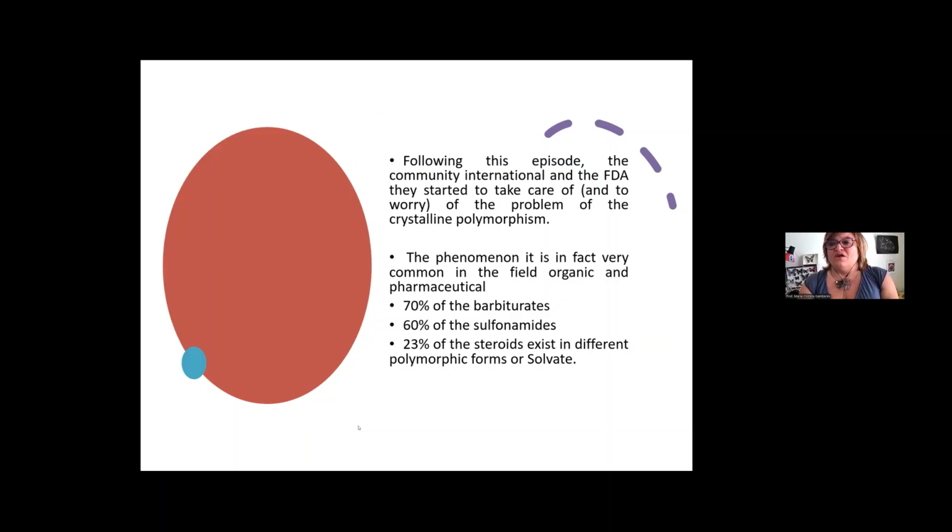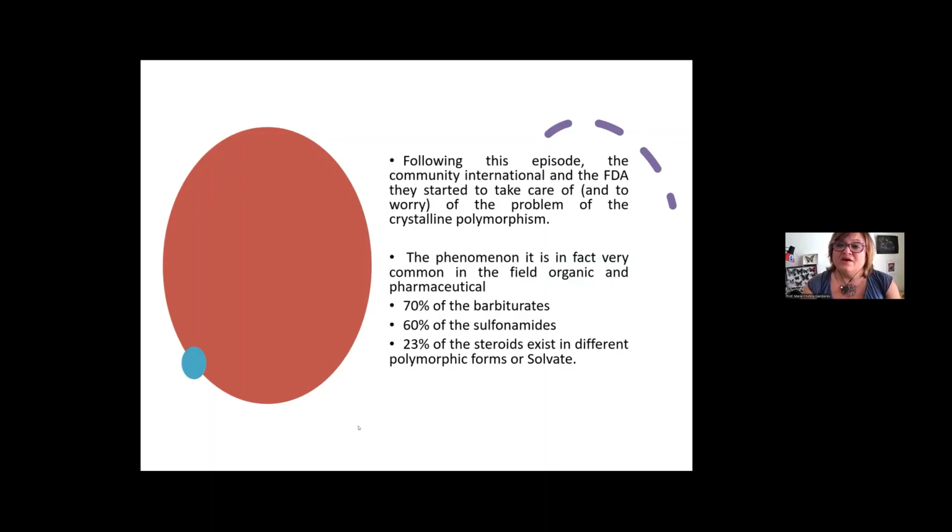Someone can think it's not important. No, it's really important to do this kind of crystallization and characterization. Why? Because 60% of barbiturates, 60% of sulfonamides, and more or less 23 to 25% of steroids present different polymorphic forms and solvates. So it is really important to do this kind of study and research.